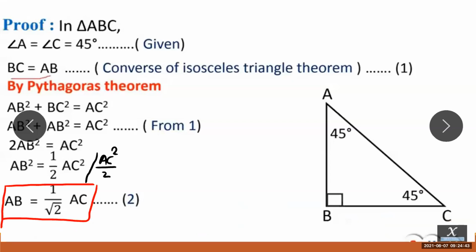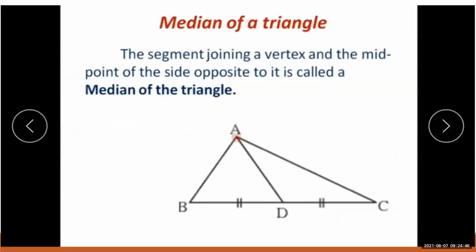The next part of the class is very easy, that is the median of a triangle. Here you can see the definition of median. It will be asked for 1 mark, so you have to write the definition. Median of a triangle. Now, what is the median? A segment joining a vertex and the midpoint of the side opposite to it.